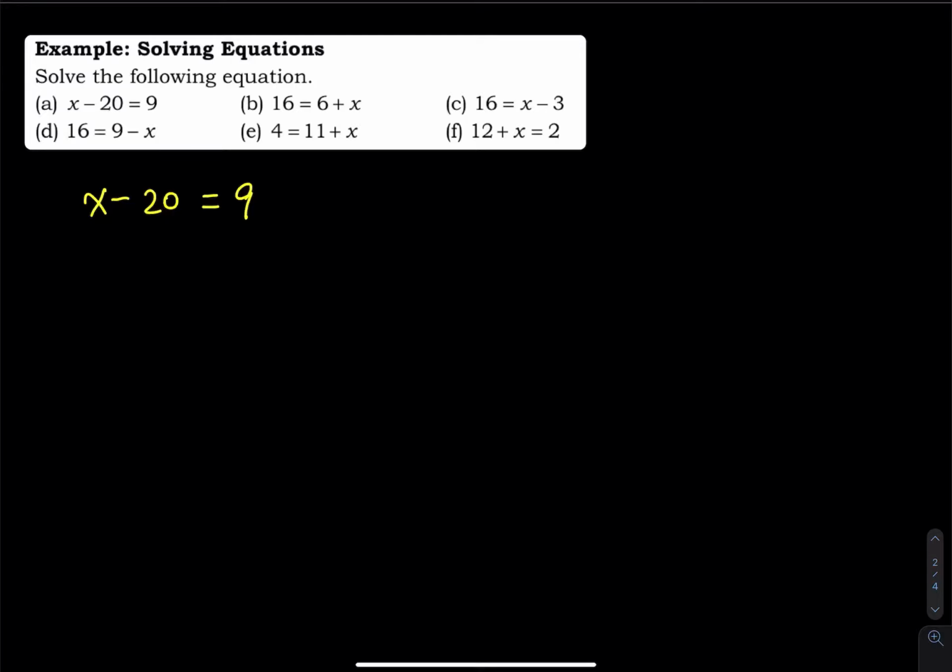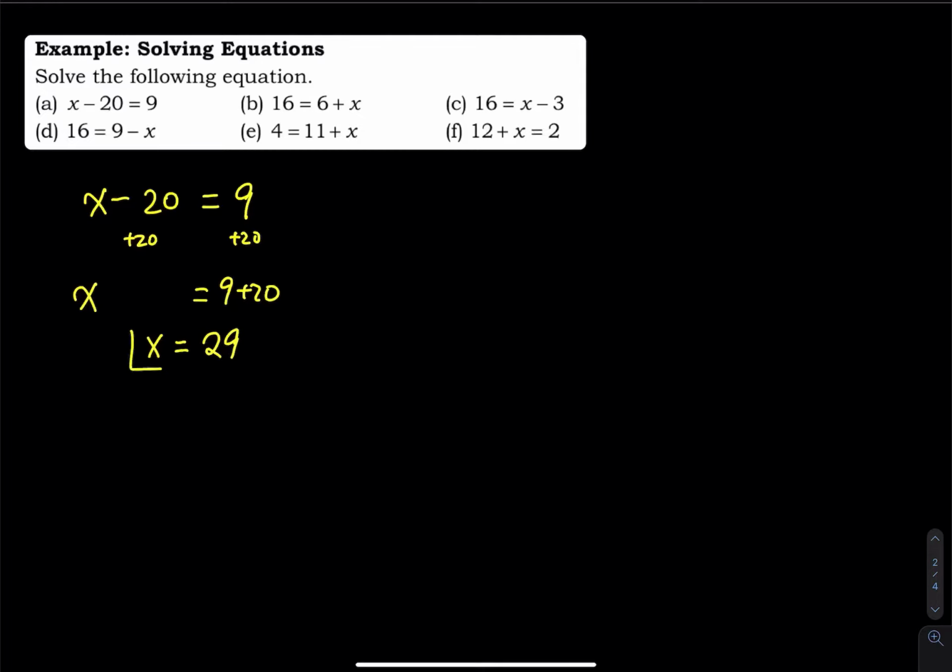So the first way to do it is, you have a minus 20, right? To make sure x stays on the left hand side, I have to add 20 to both sides. Again, when you do something on one side, you have to do the same thing on the other side. You have to take the same actions on both sides to let the equation remain balanced. So negative 20 plus 20 is equal to 0. So x equals 9 plus 20, and then x equals 29.